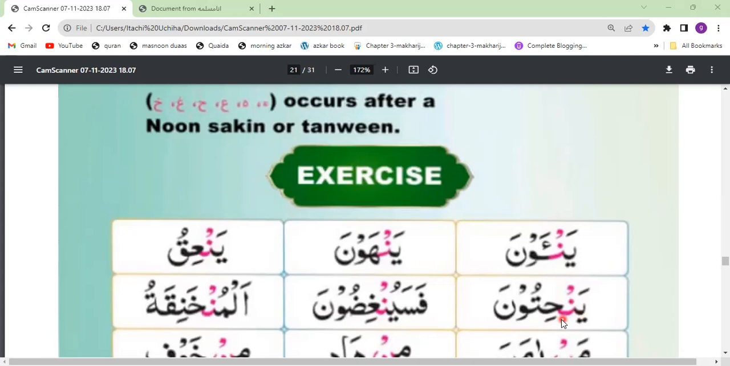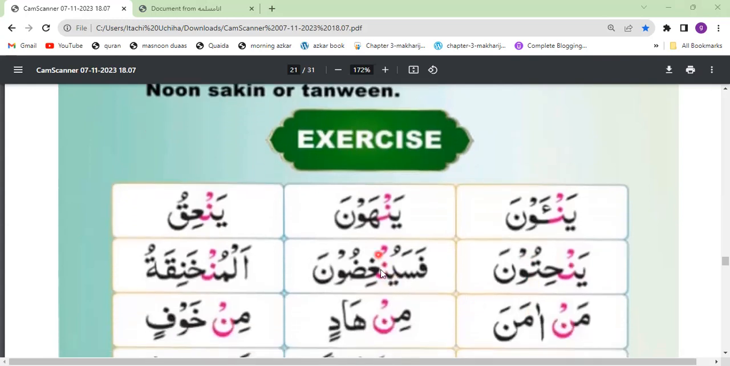Okay. Over here, this is a noon sakun. Which letter is present next to it? Ha. Ha is from the group of 6 throat letters, right? Yep. So let's say it. Yan he tauna. Ta with a fatha. Okay, again. Yan he tuna. Yeah, it is a waw, so we have to switch it. Yan he tuna. Good job.